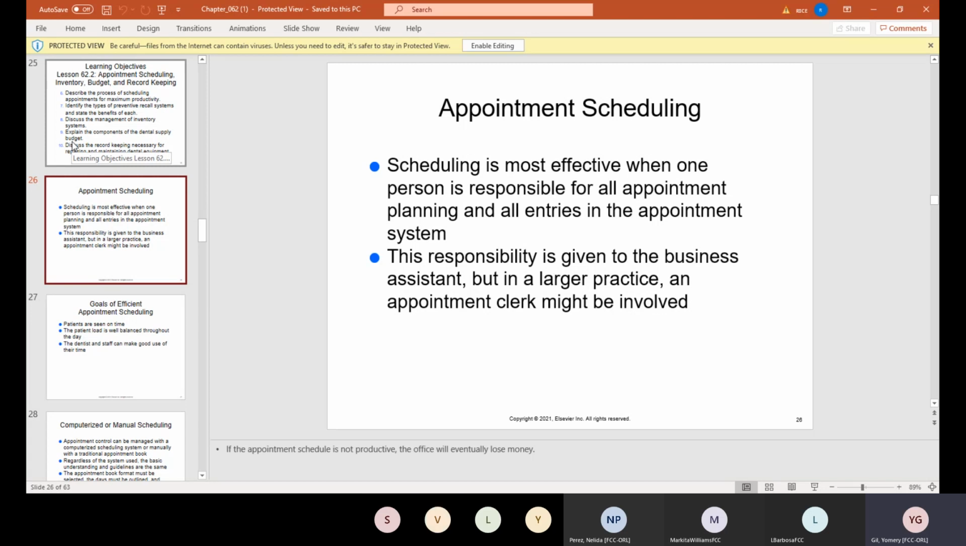Good. It depends. It'll depend on your office. Usually 3 years means inactive. Some offices will say 5. Okay, so it all depends. All right, so moving on to appointment scheduling.